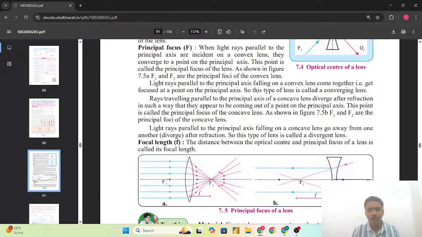F1 and F2 are the foci of that, and that type of lens is called a converging lens. Similarly, here the light rays diverge, and when we trace them back, they meet at one point. That point is called the principal focus of that concave lens, which is also called a diverging lens. F1 and F2 are the foci of the concave lens, that is, the diverging lens.